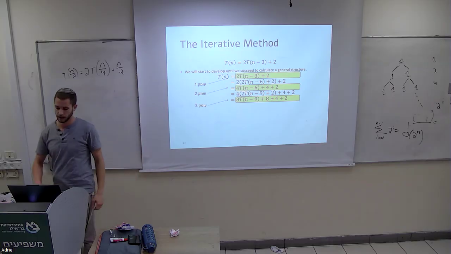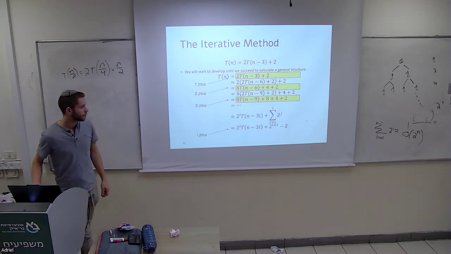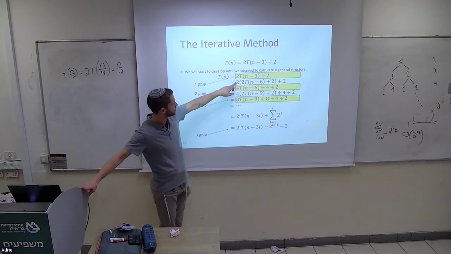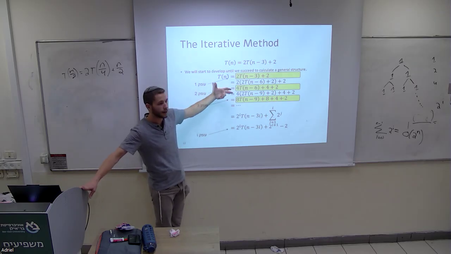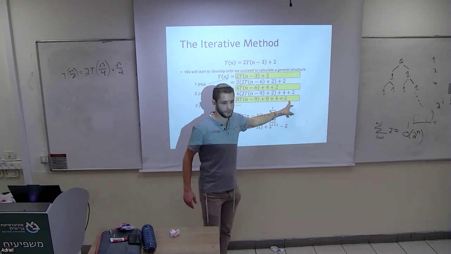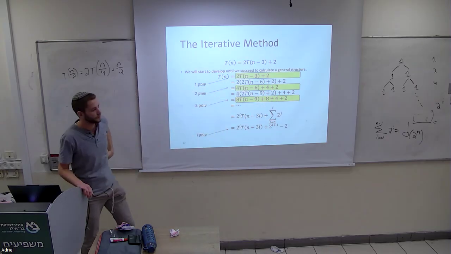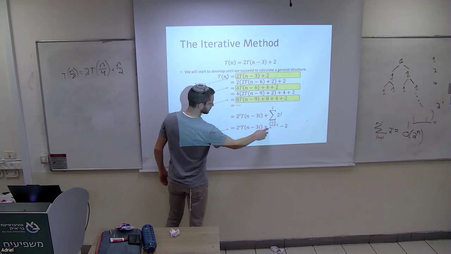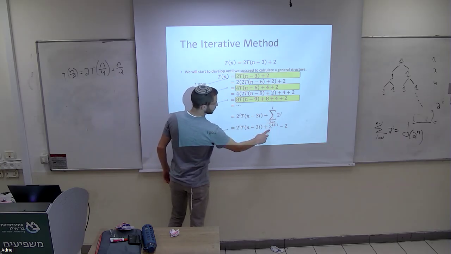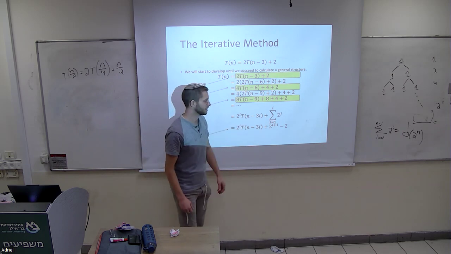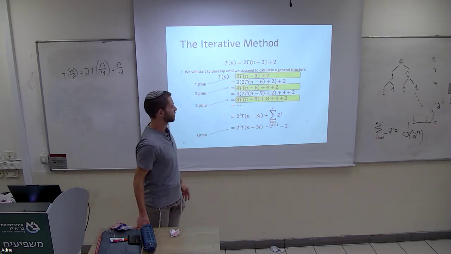So at the depth of i, what do we get? You see here, it always raises itself to the power, so it's 2 to the power of i at each level. Here it's minus 3 times i. And here we have a sum of a geometric series again. So we get 2 to the power of i times T of n minus 3i plus the sum of the geometric series, which equals 2 to the power of i plus 1 minus 2. And this actually answers our question from before, that it really does equal 2 to the power of n minus 1.